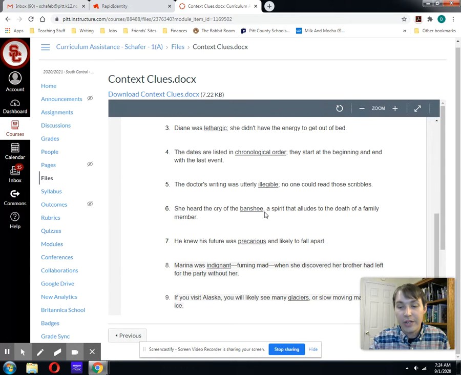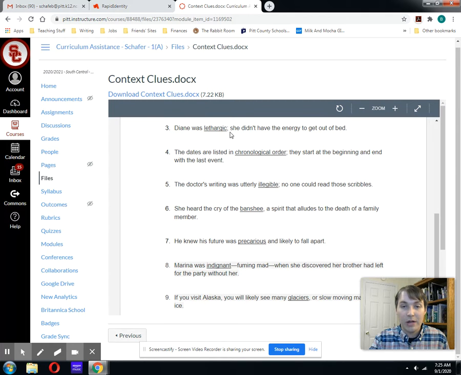Number 3 is a little trickier. Diane was lethargic. She didn't have the energy to get out of bed. So again, I'm going to see that I have this unfamiliar word, and I want to look after it to find the definition. Except this one doesn't just tell me what it is in other words. It gives me a little more hints and clues about what it is. So I know in this sentence I'm looking at Diane, and Diane was lethargic, whatever that means.